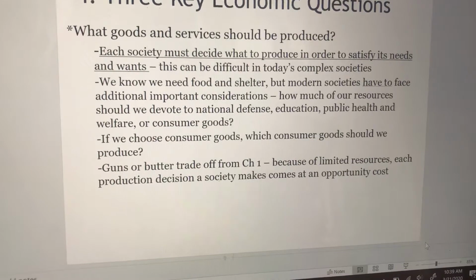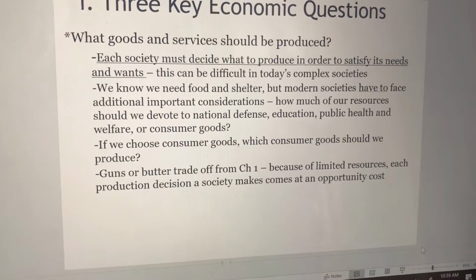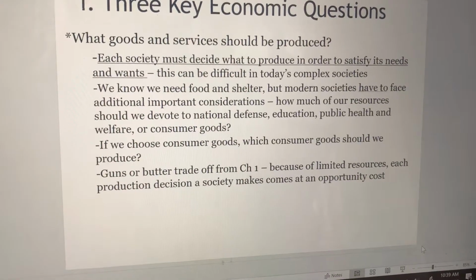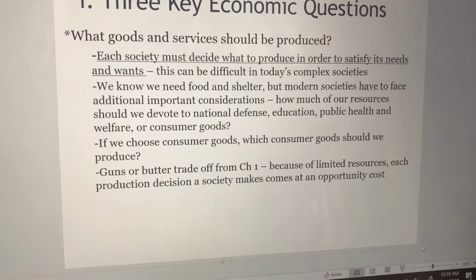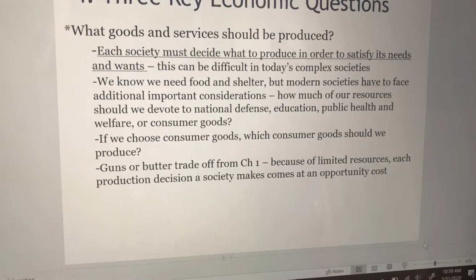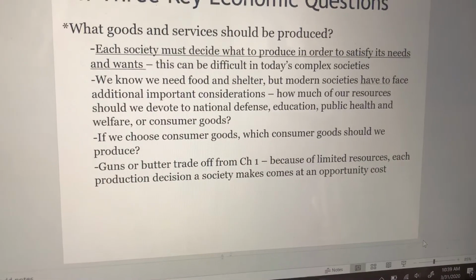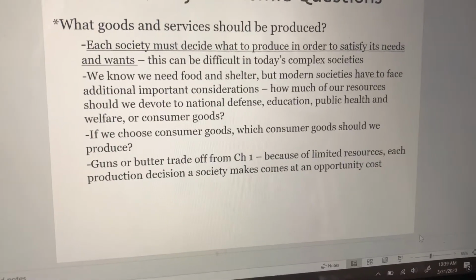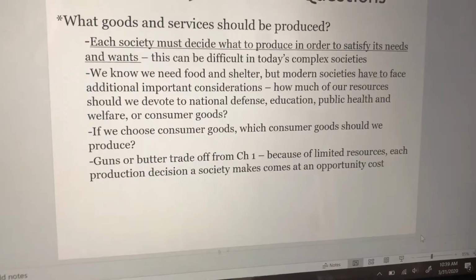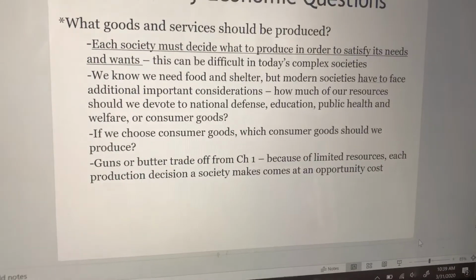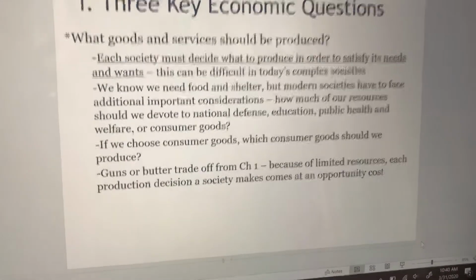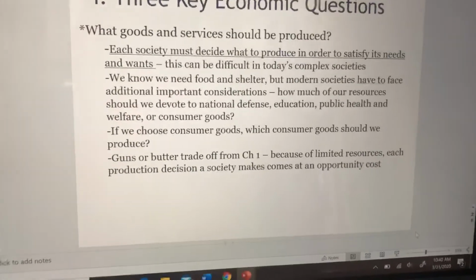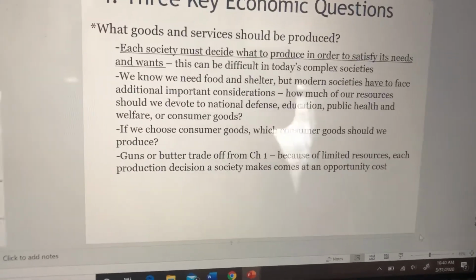Then each government, each society has to decide, okay, we're going to choose consumer goods to produce. Well, which ones? That goes back to that guns and butter trade-off from chapter 1. Because of limited resources, each production decision a society makes comes at an opportunity cost. If you're making more military goods, you're not making consumer goods.